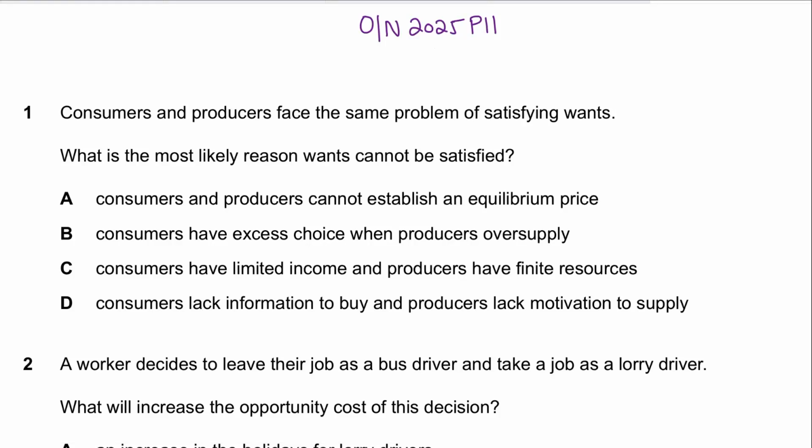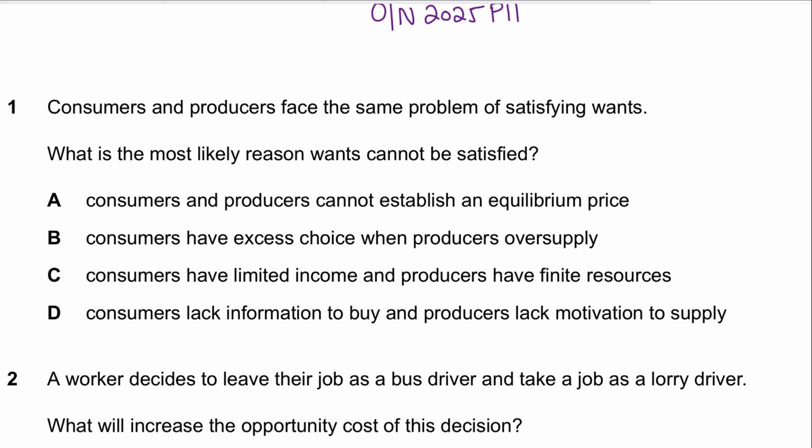So let's get started. Question number 1 says consumers and producers face the problem of satisfying wants. What is the most likely reason wants cannot be satisfied? The first answer option says consumers and producers cannot establish an equilibrium price. This answer would be wrong because equilibrium price is about demand and supply in a market, and it is not the main reason why wants cannot be satisfied.